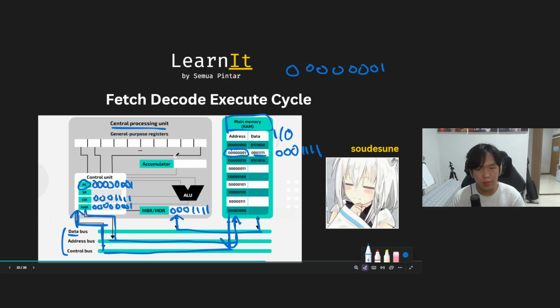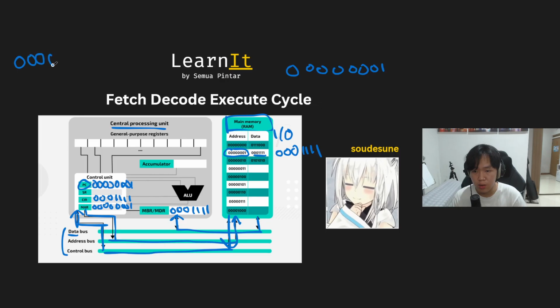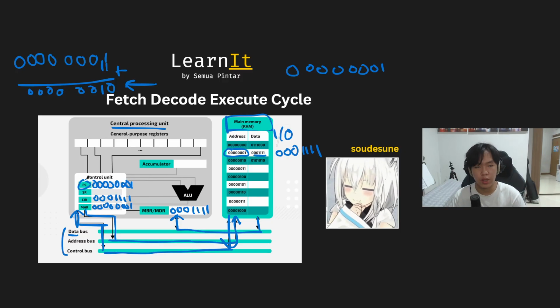So what I mean by increment is that it's binary addition. So let's say 00000001, and then we add it by 1. So what does that become? So it becomes this. You should learn it. You should have learned it in the previous lesson. It becomes 00000010, and this is the address of the next data. So essentially, the PC is preparing itself for the next set of instructions, so it's more efficient later.